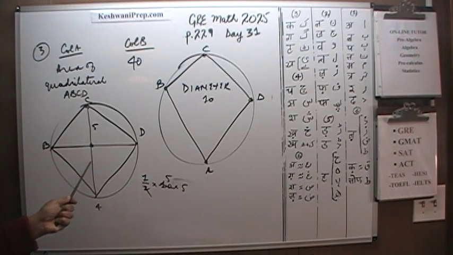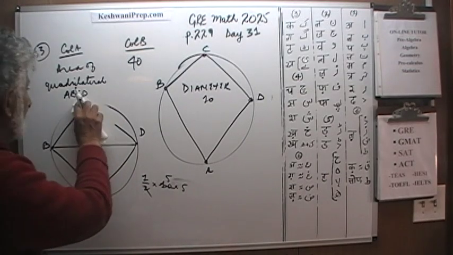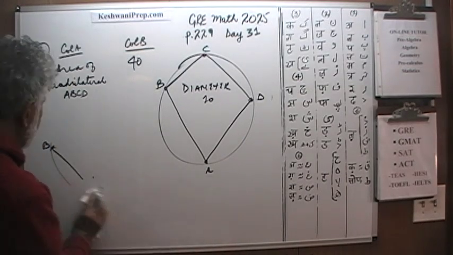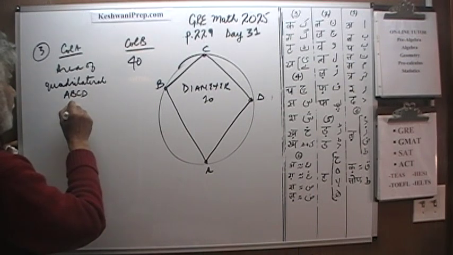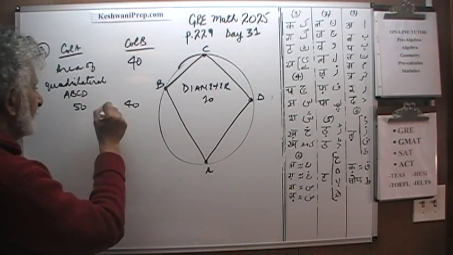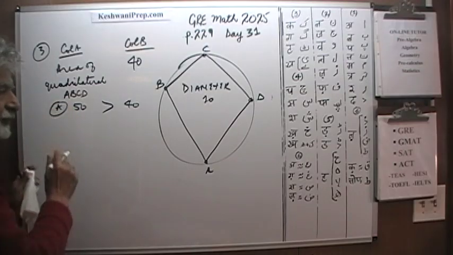In this case, if the picture that we have here is in fact like this in reality, then the quantity in the first column is 50, and we're comparing 50 versus 40, in which case the answer would have been A.